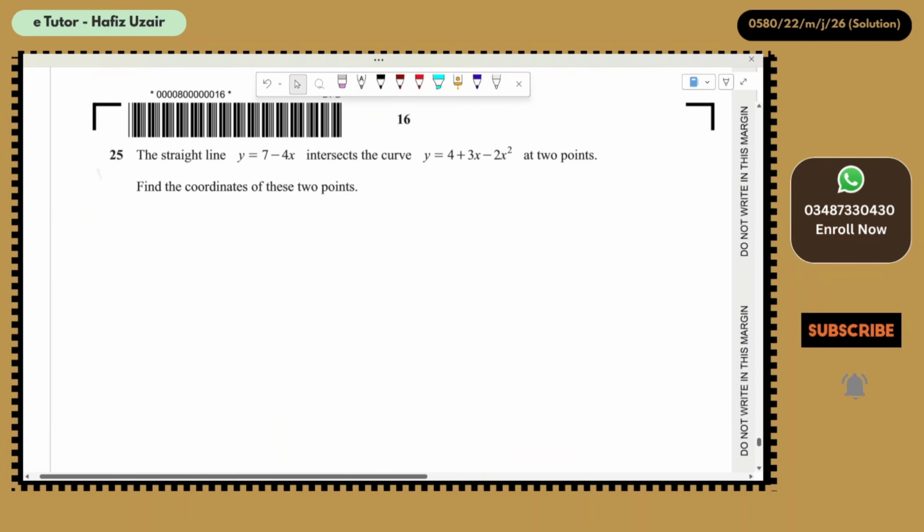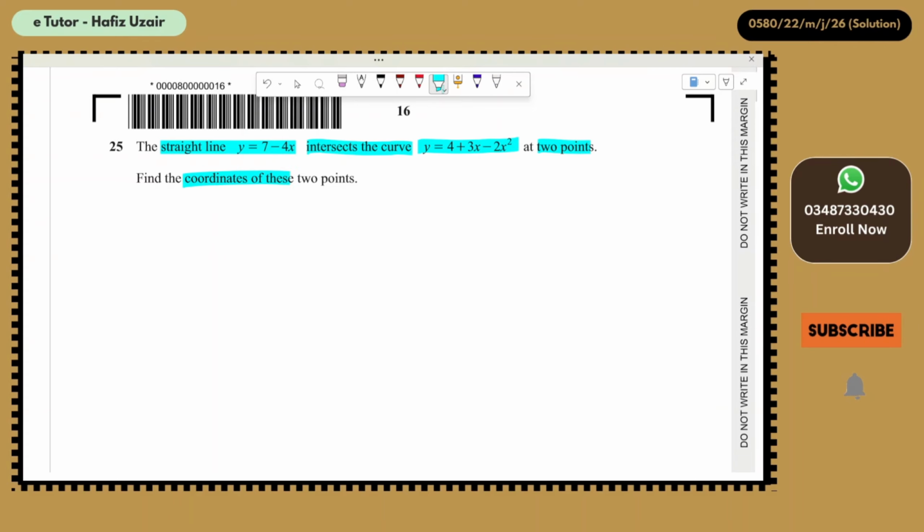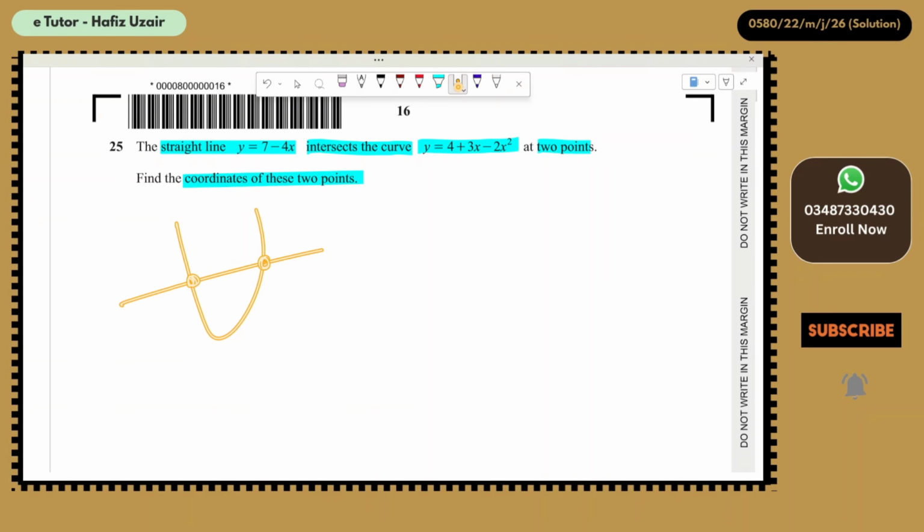Let's move to question number 25. Question number 25 says the straight line y is equal to 7 minus 4x intersects the curve y is equal to this at 2 points. Find the coordinates of those 2 points. So basically let's say you have a curve and the line is crossing at 2 points. That means at these 2 points the coordinates of the line and curve are the same.